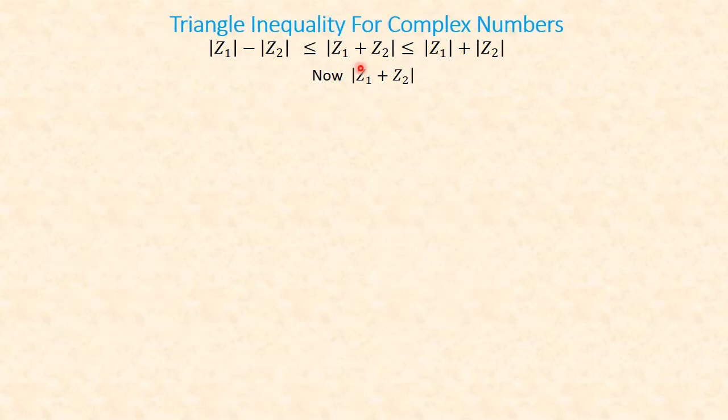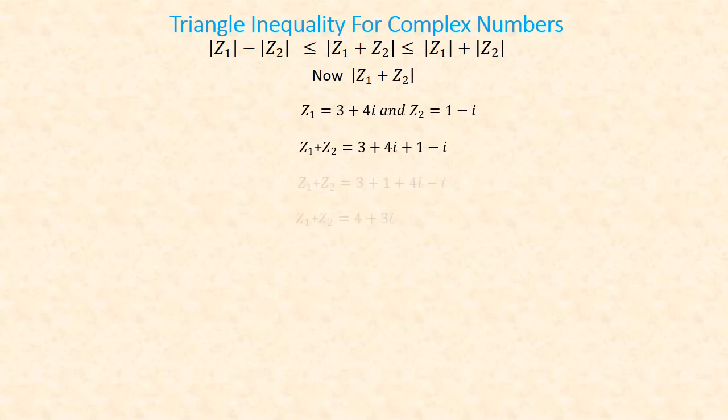Now we'll solve the middle term, that is modulus of z1 plus z2. First we'll solve z1 plus z2, then we'll take the modulus of the answer. Now z1 is 3 plus 4 iota and z2 is 1 minus iota. On adding these, we'll write 3 plus 4 iota plus 1 minus iota. I have rearranged this: real part is written with real and imaginary is with imaginary. So 3 plus 1 is 4. 4 iota minus iota is 3 iota. This is the answer, 4 plus 3 iota.